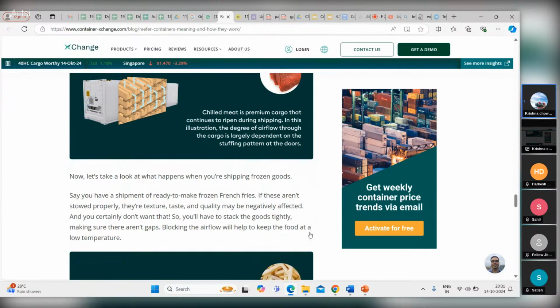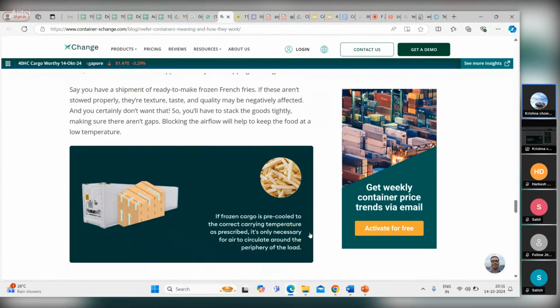Now let's take a look at what happens when you're shipping frozen food. So you have a shipment of ready to make frozen French fries. If these aren't stored properly, their texture, taste, and quality may be negatively affected, and you certainly don't want that.